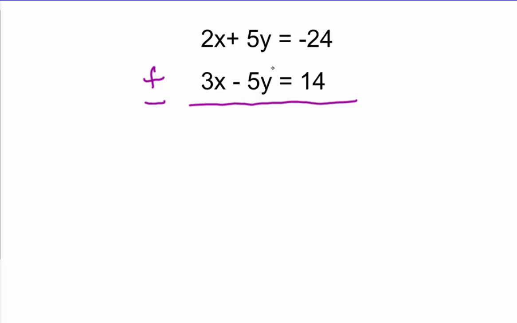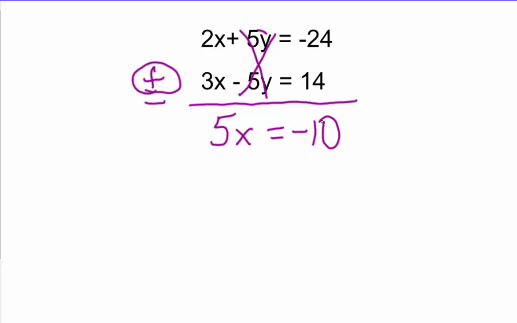In this case, if we add the two equations together, 5y plus negative 5y cancels out. It is eliminated. So if I add the rest of the equation together, 2x plus 3x, we get 5x. And over on the right side, we get a negative 10 if we add the two equations together. So we just eliminated a variable. Now this is a lot easier to solve.